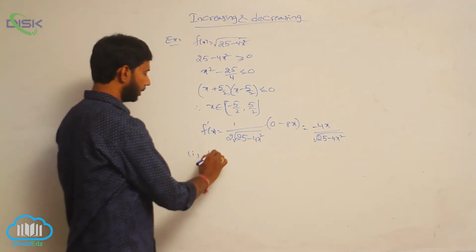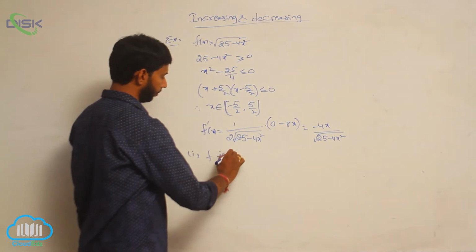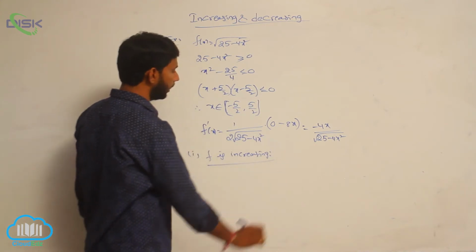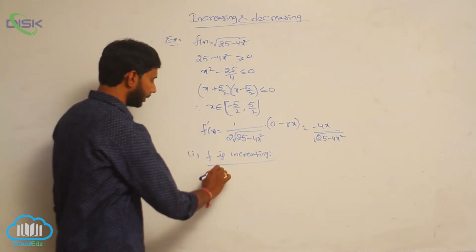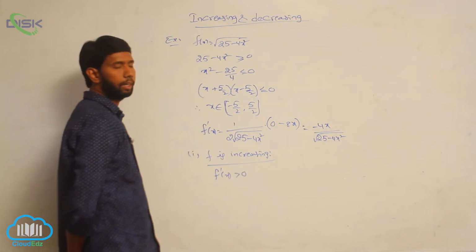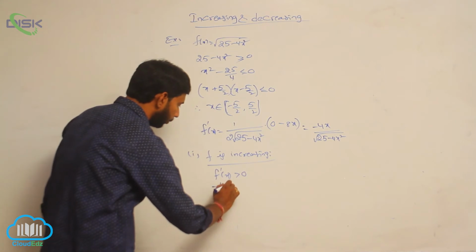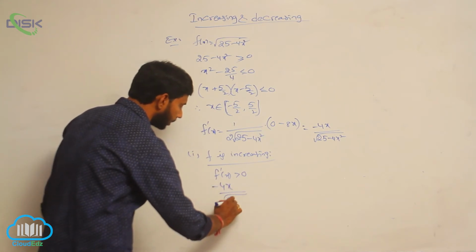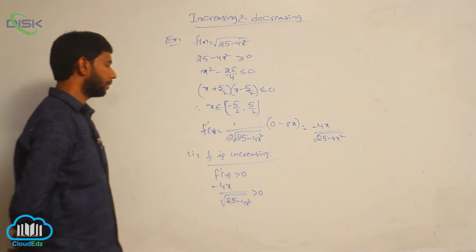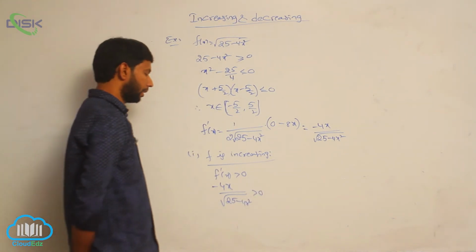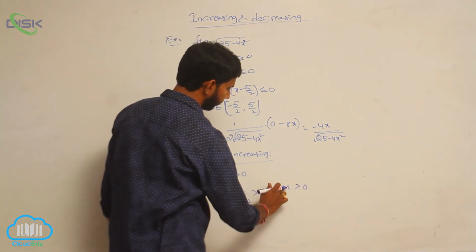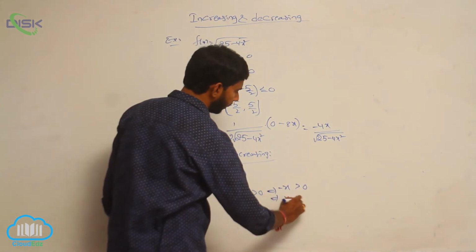And the first condition is f is increasing. Here f is increasing means f dash x is greater than 0. That is minus 4x by square root of 25 minus 4x square is greater than 0. That implies minus x is greater than 0, that is x is less than 0.